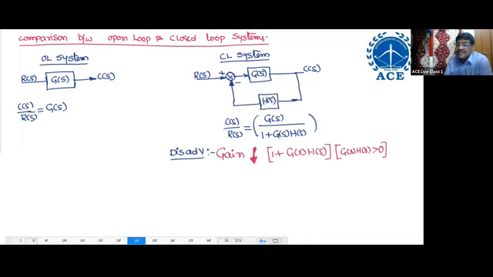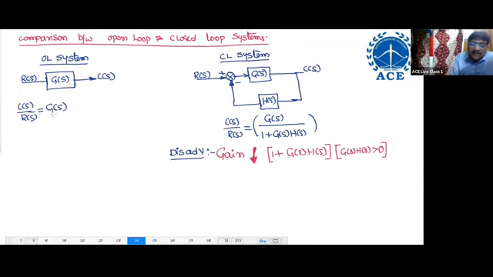In case GH is minus 0.5 at a certain frequency, the gain is going to be double, 2 times G of S. That's why GH should be positive. Then the gain is going to be reduced by the factor of 1 plus G of S H of S. So this is the first disadvantage of feedback.